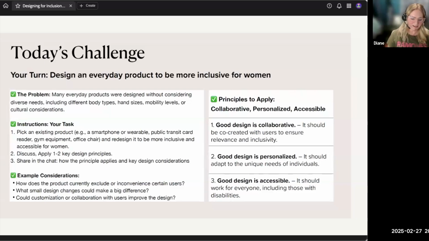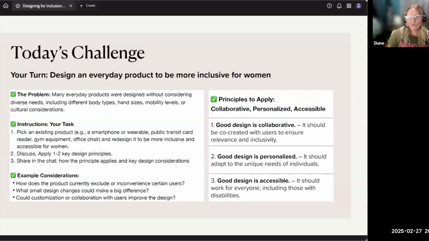I can speak, I guess, to Amanda and Julia and I. We were just discussing women's challenges with opening jars, and just wondering how we could solve that problem.